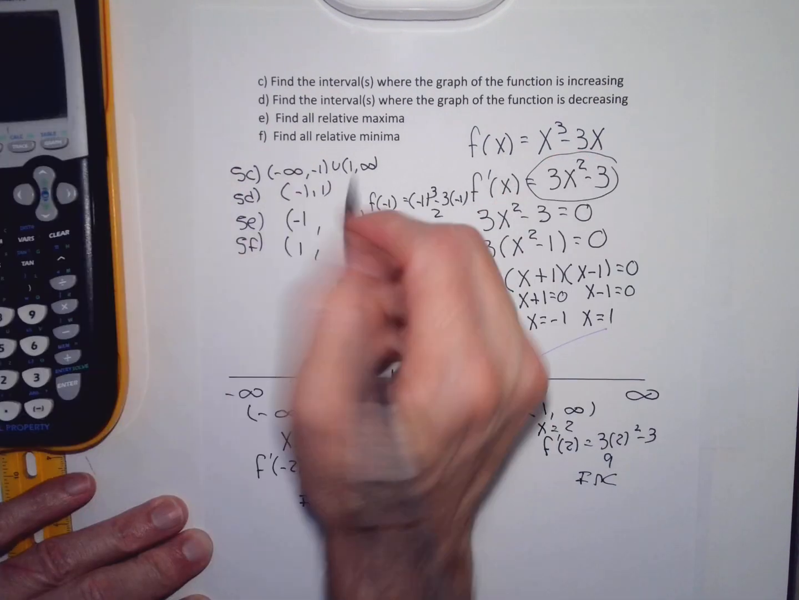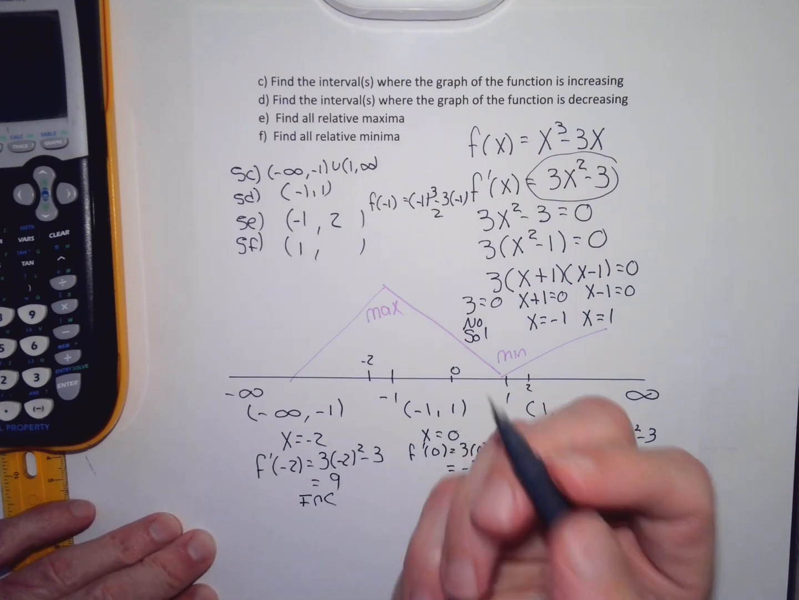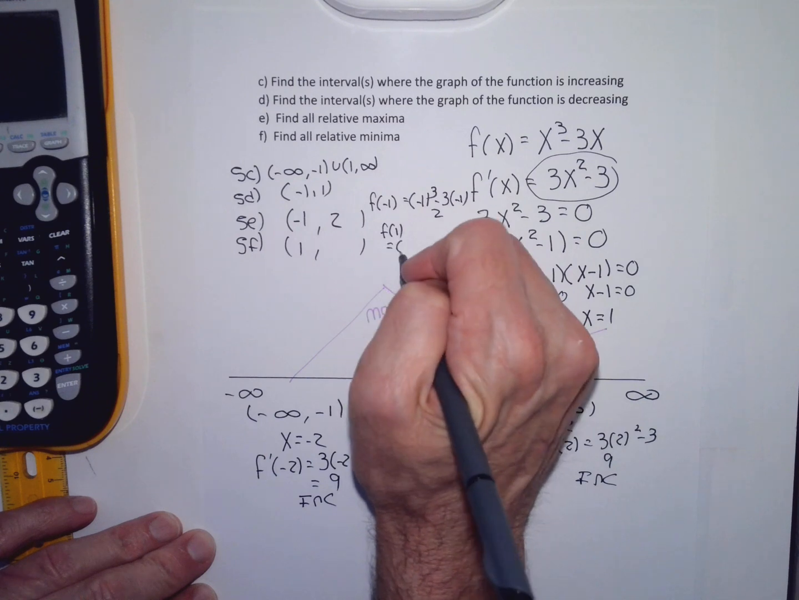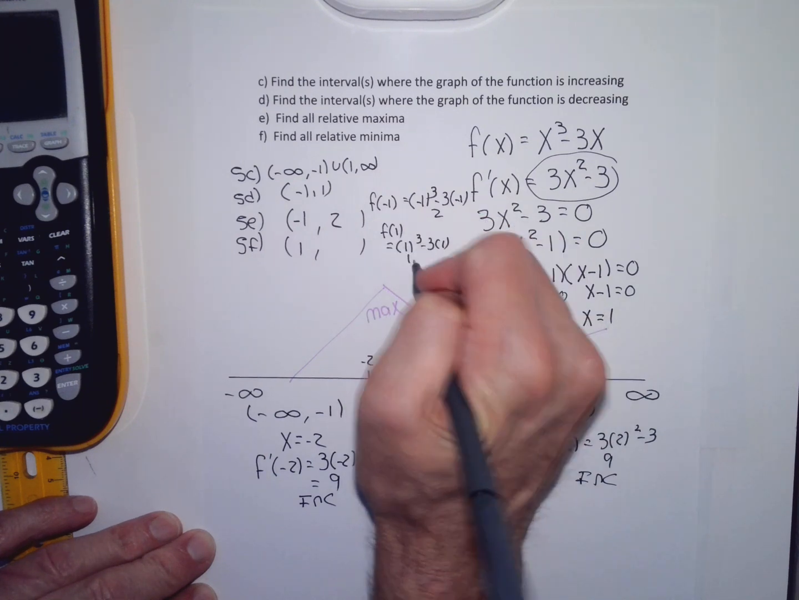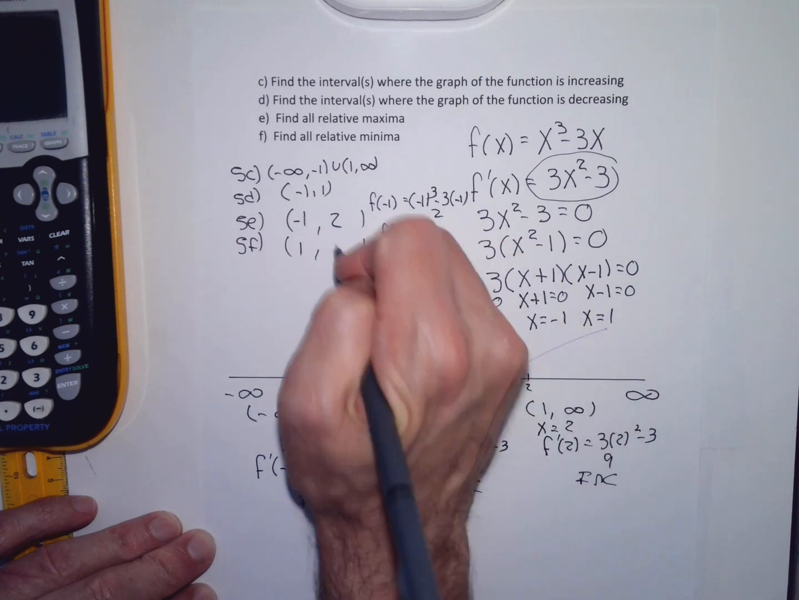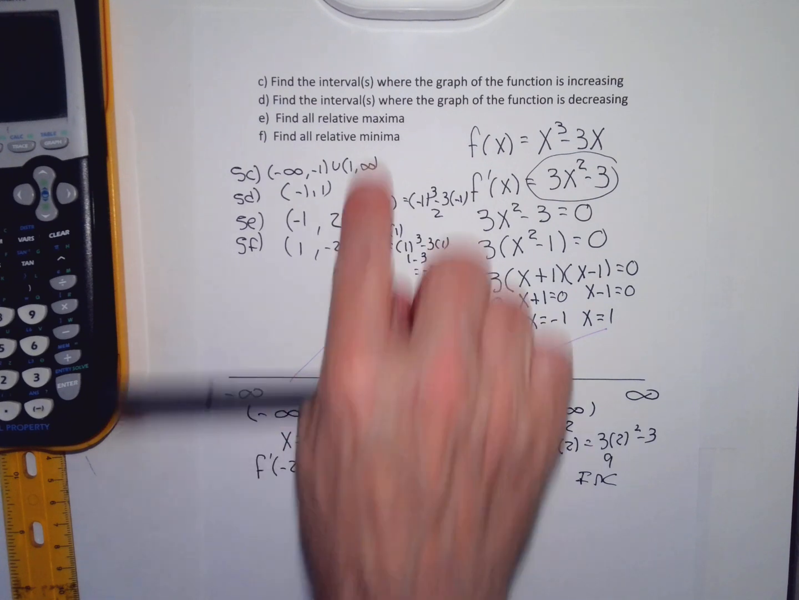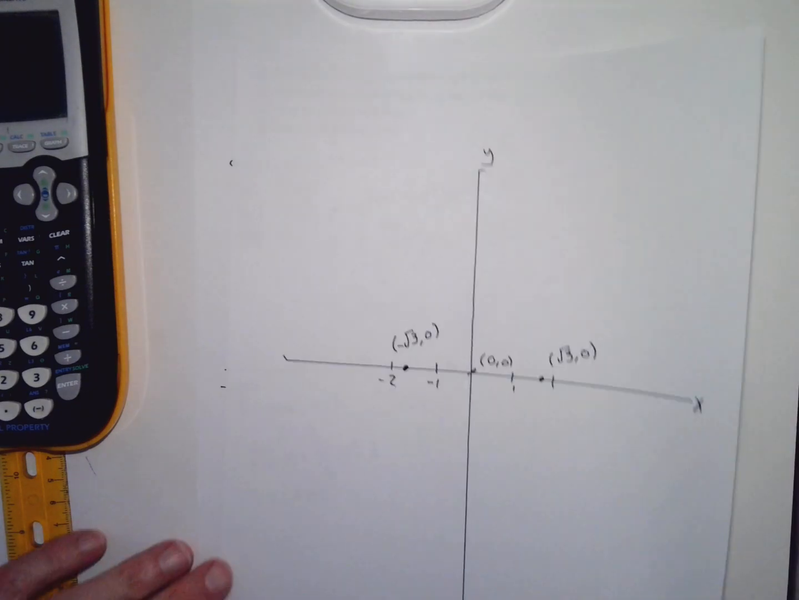So my maximum point is going to be the point negative 1, 2. And now I'm going to eventually plot that. My minimum point is going to be 1 cubed minus 3 times 1. That's just 1 minus 3, which is negative 2. So I have 2 points now to plot, a maximum point and a minimum point. So once I get points, I plot them. Intervals, I'll get to show when I finish up the graph. So I'm going to plot the point negative 1, positive 2.